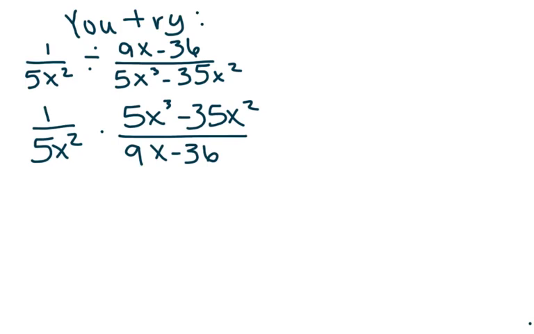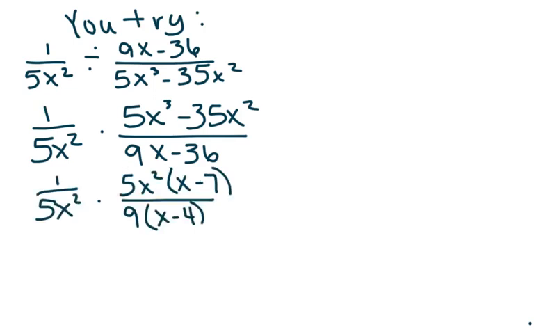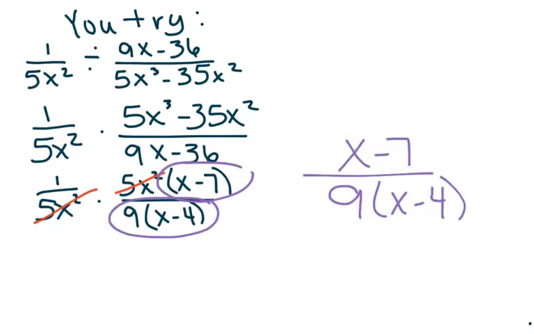Okay, so the first thing you're going to want to do is do same change flip. So I kept the first fraction the same. I've changed it to a multiplication problem, and then I have flipped the second fraction. Now I've factored everything completely, and I've crossed out what it has in common on top and bottom.